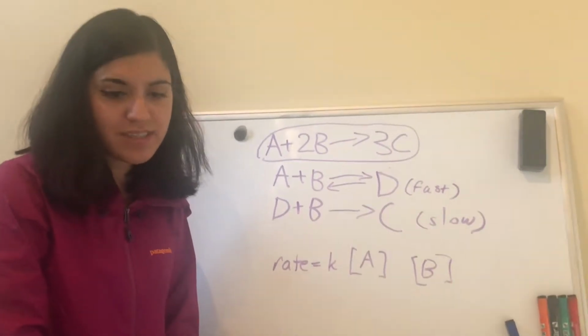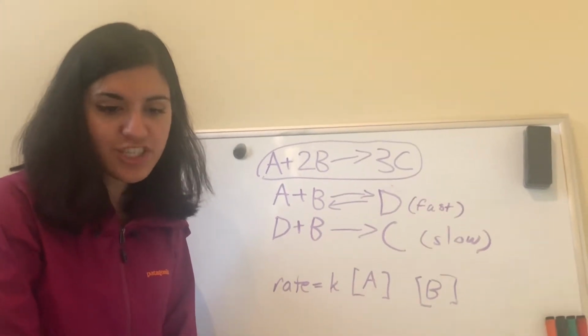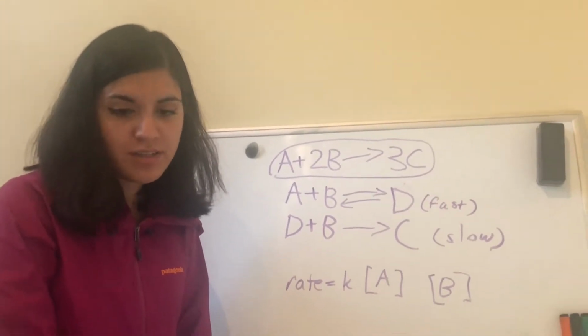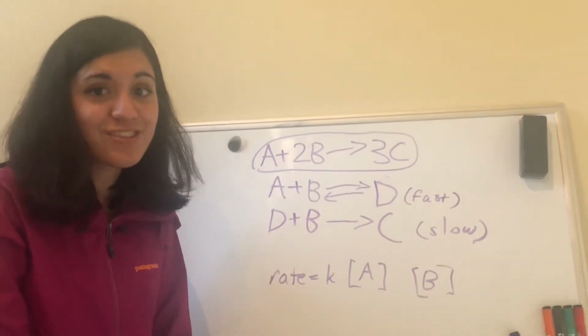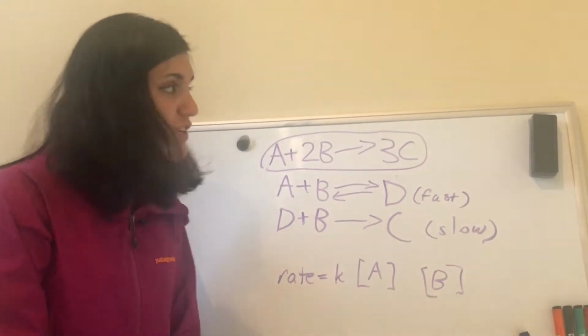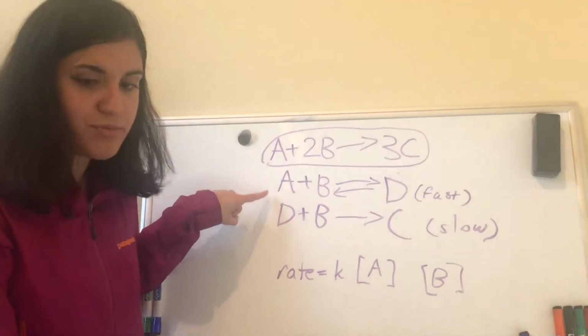A reaction mechanism is the list of elementary steps that will add up to the total reaction. The total reaction can't be faster than the slowest step. So when given a mechanism, you can find the rate law using the coefficients of the reactants of the slowest elementary step. So for example, for this reaction, we have these two elementary steps right here.